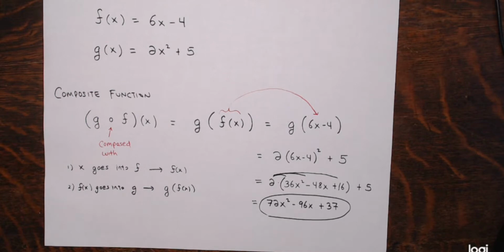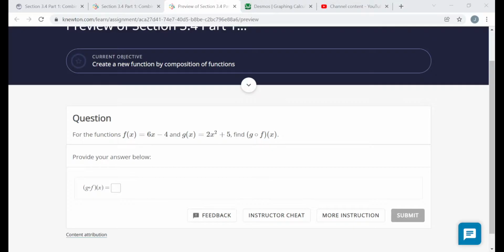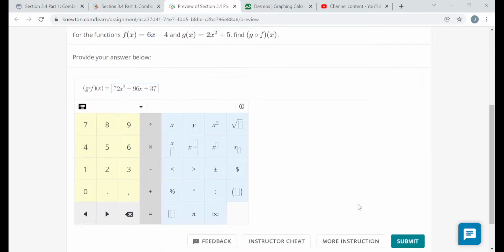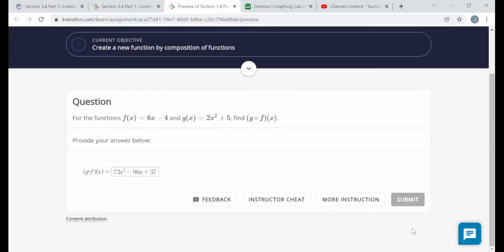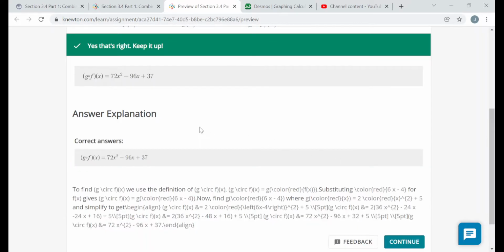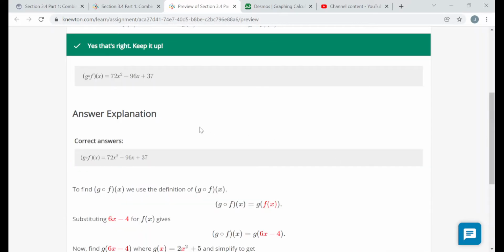One function into another. All right, so back here, that's what I'll enter. They have g composed with f at x equals, we simplified it to 72x squared minus 96x plus 37. Right. And submit. Now after you submit, it should tell you if you're right or wrong. And usually it might give you a second chance, right? But then afterwards you have an answer explanation.